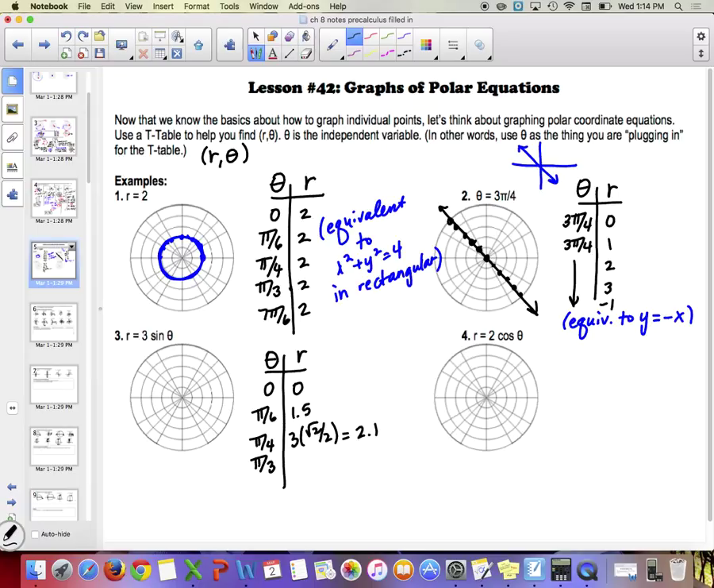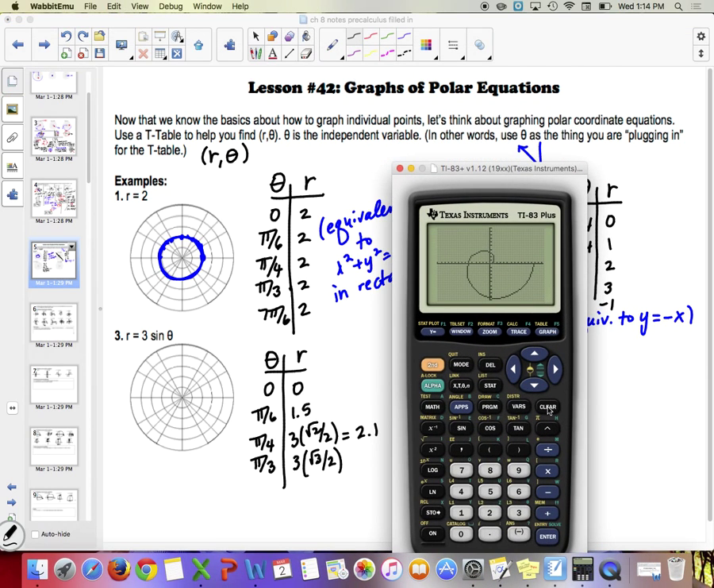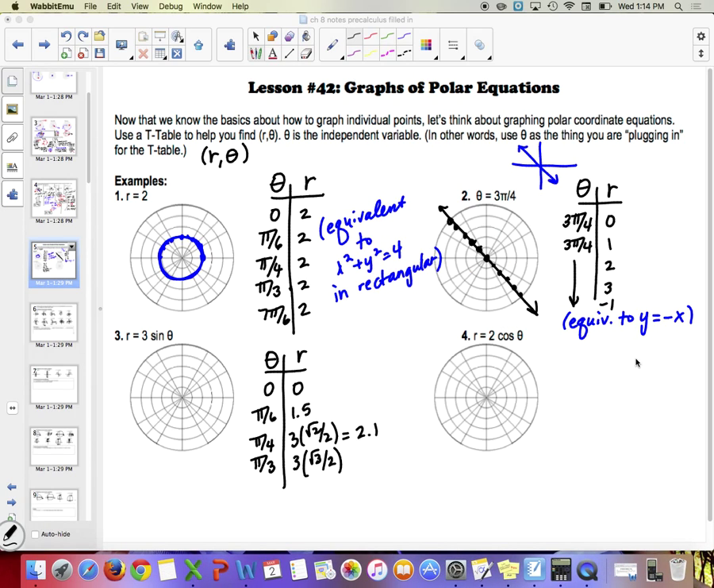And then pi over 3, what's its sine value? Root 3 over 2. Root 3 over 2 times 3. So when you take that times 3, do 0.866 times 3 for me. What do we get? 0.866 times 3. 2.6, somewhere around there.